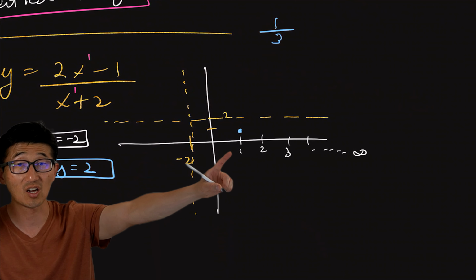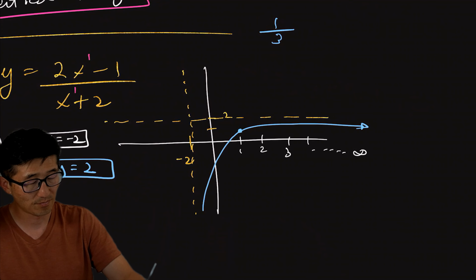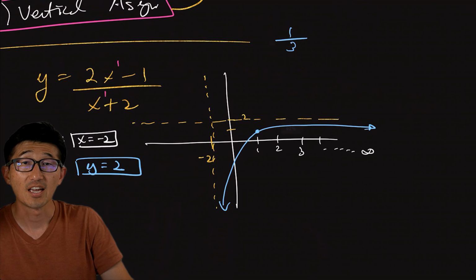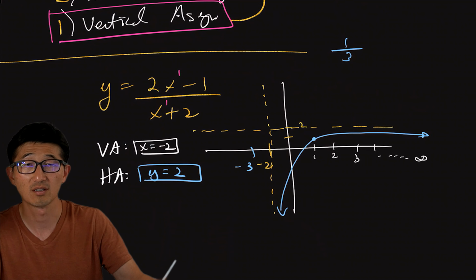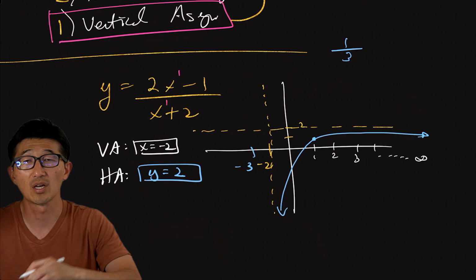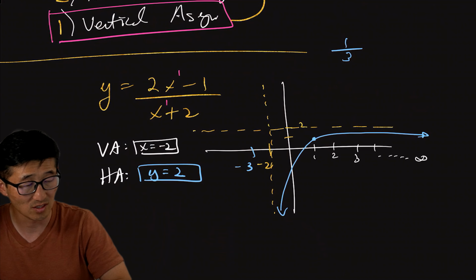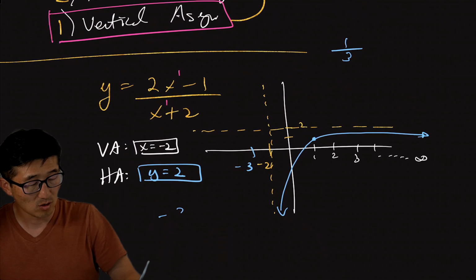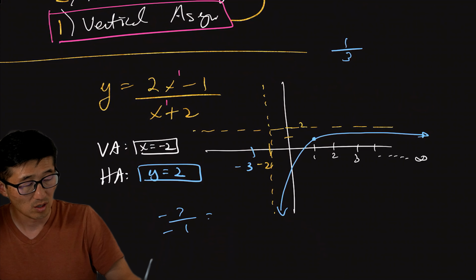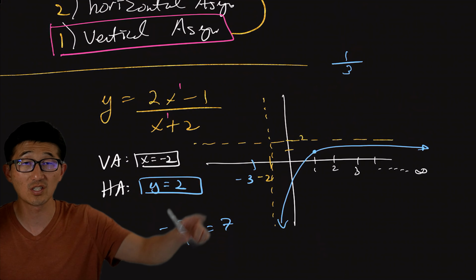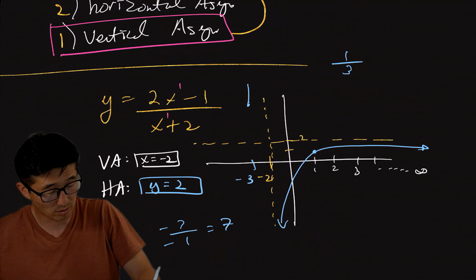Okay, so once you have that dot, you know the graph will do something like this. And then, on this side, what's going to happen if you plug in something like negative 3? You get negative 6 minus 1, that's negative 7, right? Over what? Negative 1. So you get positive 7. So it obviously has to be bigger than 2. So it's going to be up here somewhere. So you know the graph is going to do what?